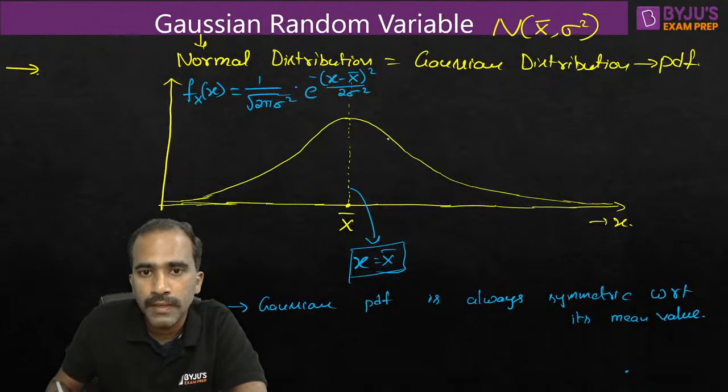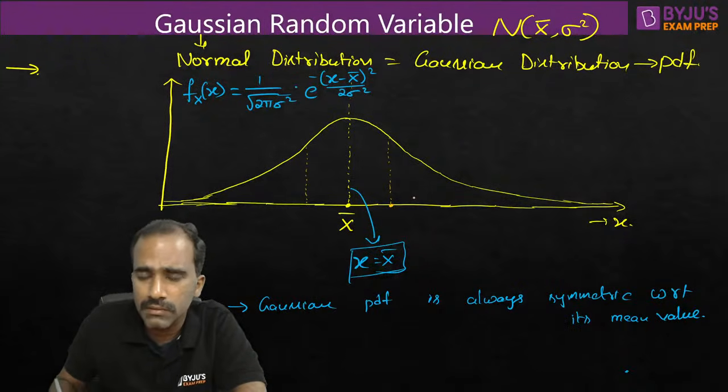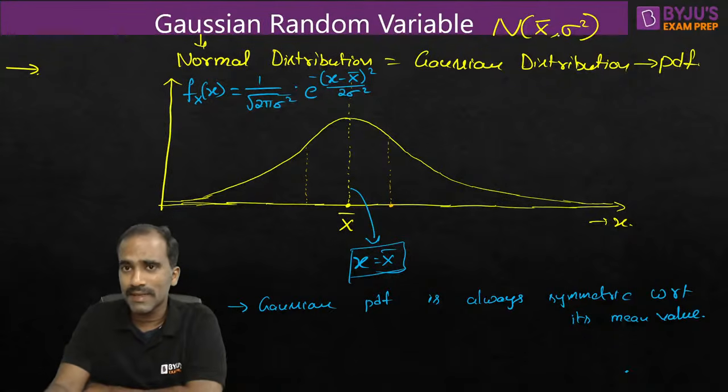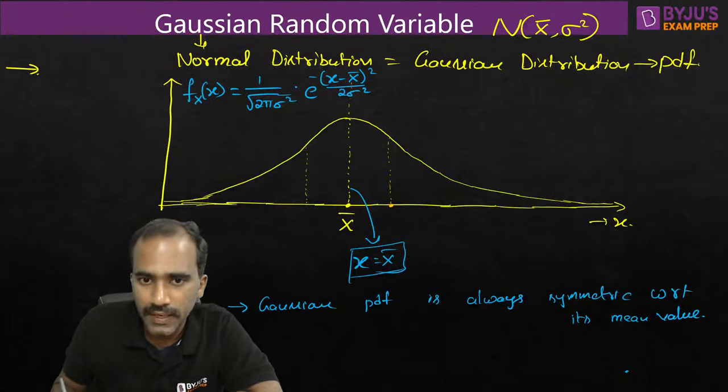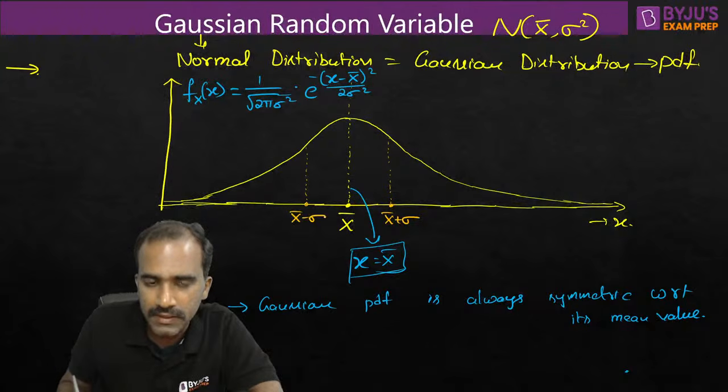Okay, see this one, observe carefully. I'm drawing a line here. Let's assume this is sigma. Sigma square is variance, sigma is standard deviation. At a point sigma from the mean, which is x bar plus sigma, and at a point sigma from the mean on the other side, it is x bar minus sigma. See this one? So if you observe, this area is very, very important.